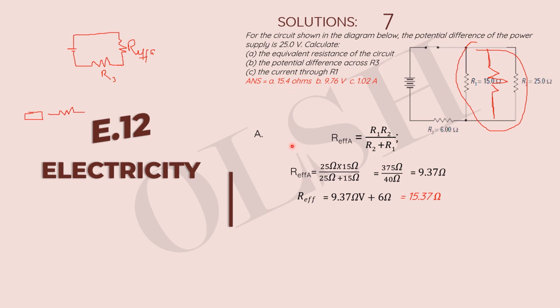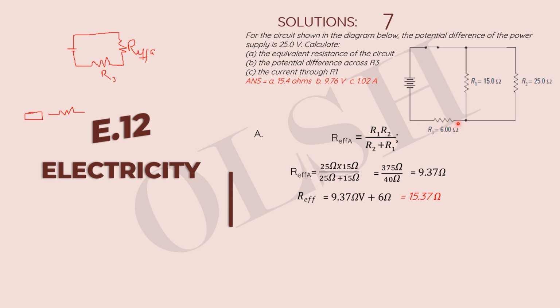So the second question is to find the potential difference across R3. To find voltage across this point, we use our formula, which is V equals IR. But in that formula now, we have only one variable given, which is R. We don't know the voltage across this point, and we don't know the current flowing through this point. So what do you think we do? We need to find the current flowing through R3 to get the voltage across its points.